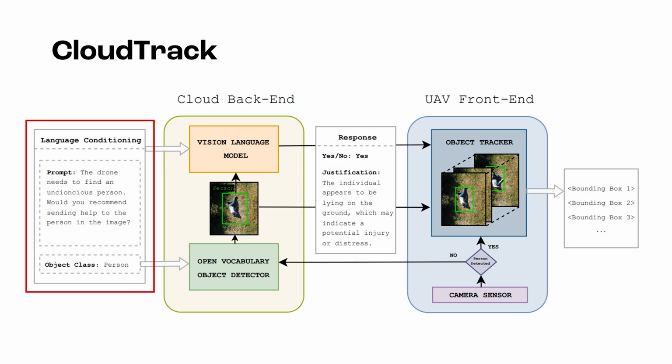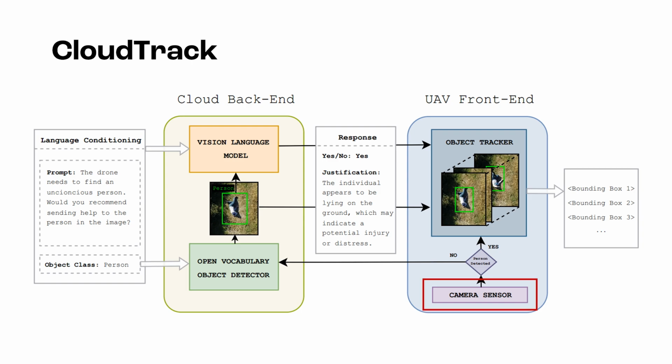When launching a search and rescue mission, the operators first define a prompt describing the missing person and an object class. The object class is a one-word description of the object we are searching for. In our case, the class is person. Since the pipeline is built in a fully open vocabulary manner, we can also search for other classes such as vehicles or boats in case of naval accidents. The UAV then takes off and records images with its onboard camera sensor. Until we find a person, all images are sent to the backend for processing.